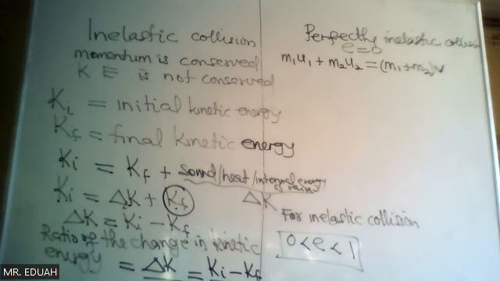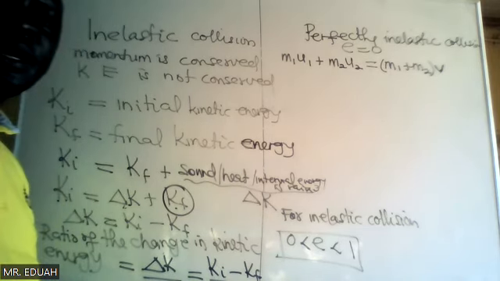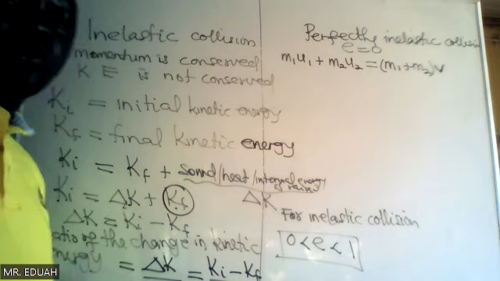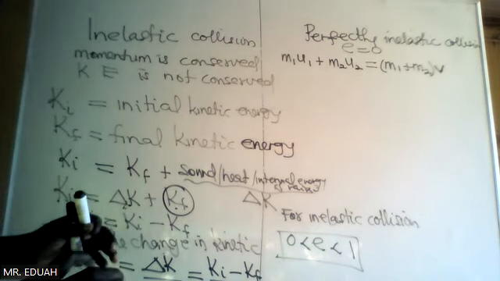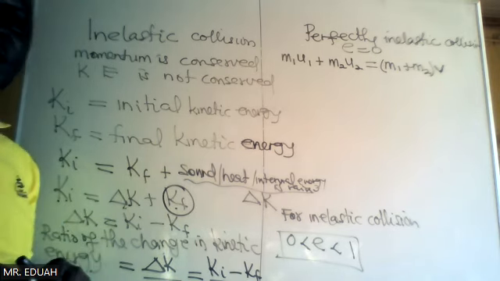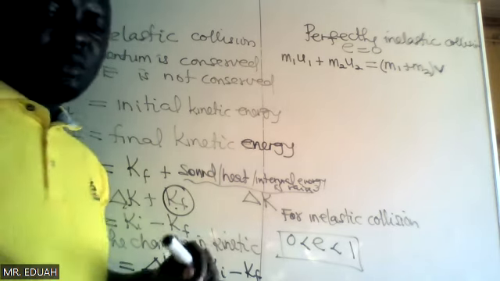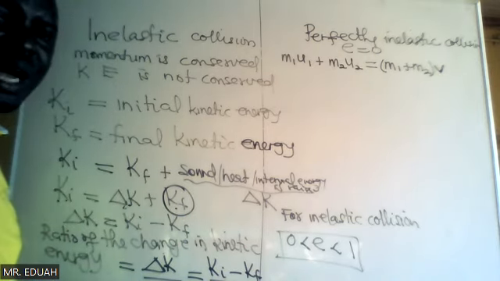So after collision, for a perfectly inelastic collision, the two bodies combine to form one body, and then move with a common velocity. An example of this is when two vehicles collide. Yes, Inshira?